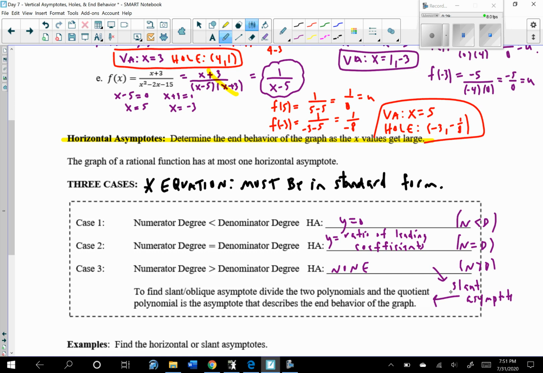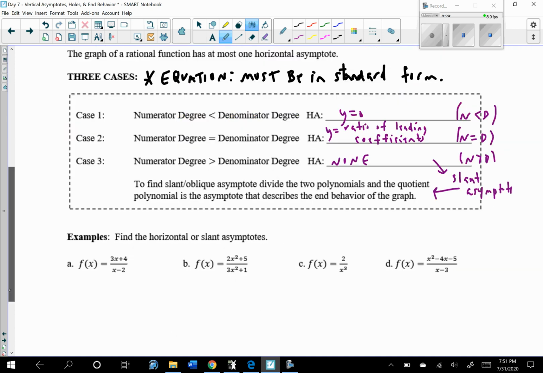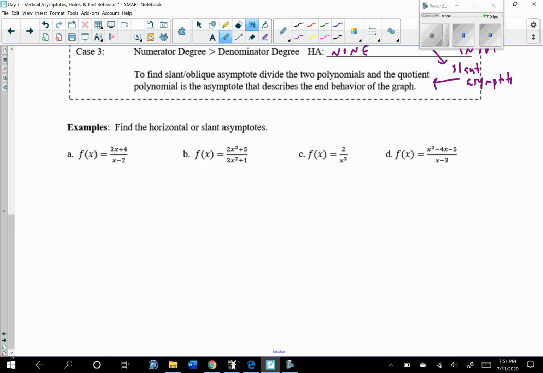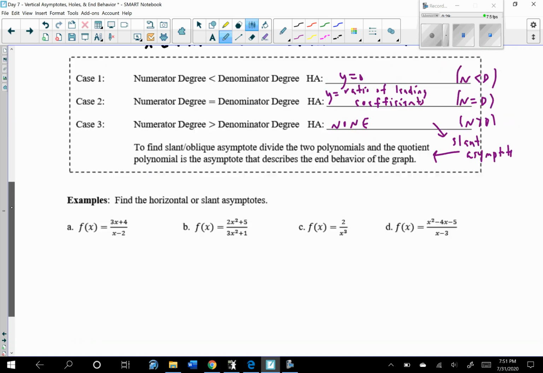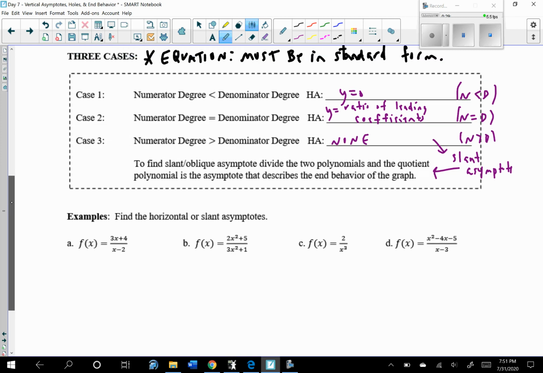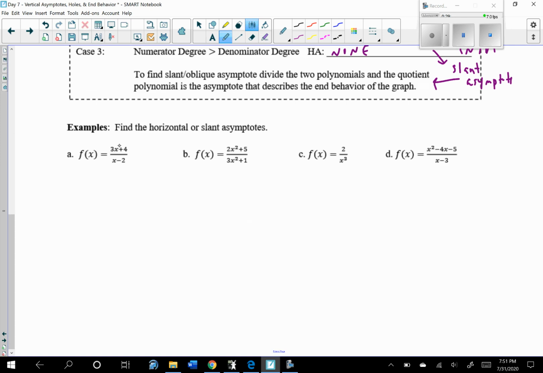So to find a slant or oblique asymptote, you're going to divide the two polynomials, and the quotient of the polynomial is going to be the asymptote that describes the end behavior of the graph. So for example, find the horizontal or slant asymptotes. Looking at the first equation, again, it must be in standard form in order to determine this.